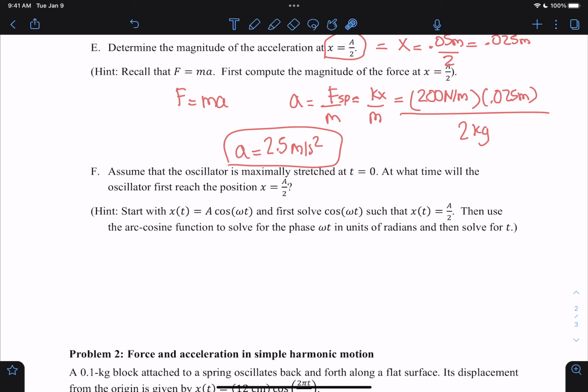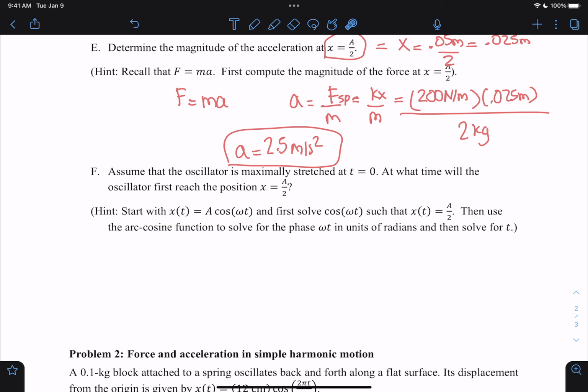And so now they're asking what time will the oscillator first reach the position x equals A divided by 2. So half the amplitude, half the distance away from the amplitude, right? So we're looking at what time will we achieve that distance. They already gave us a hint on how to solve this. x of t is equal to A cosine of omega t, right?